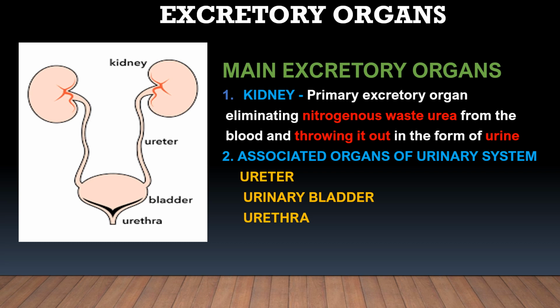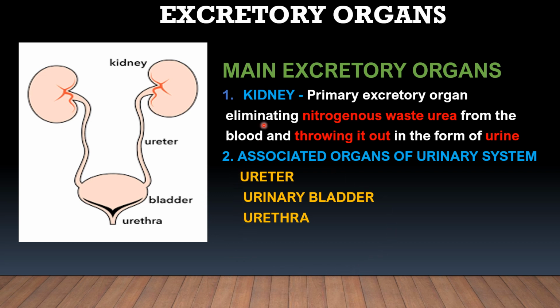Let us discuss the excretory organs present in our body. We can see nearly two types of excretory organs. The first type is the main excretory organs. What are the main excretory organs? They are the kidney and the associated organs of the urinary system. What are the associated organs of the urinary system? They are the ureter, urinary bladder and urethra.